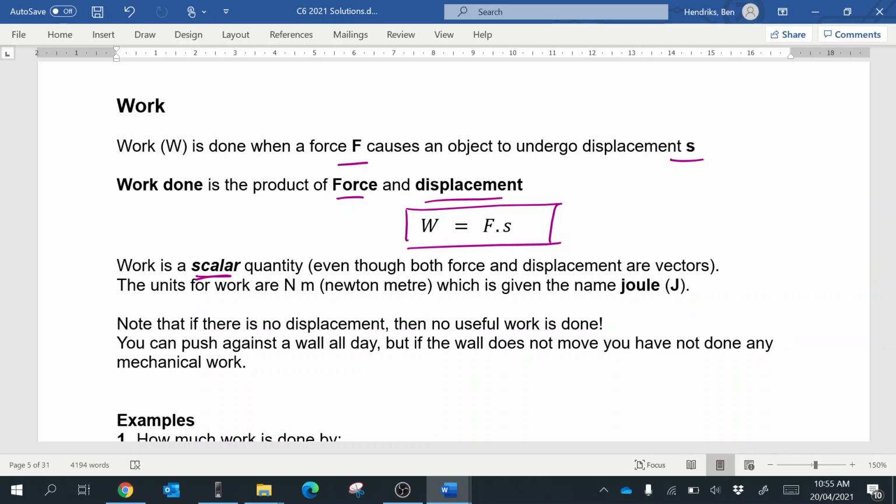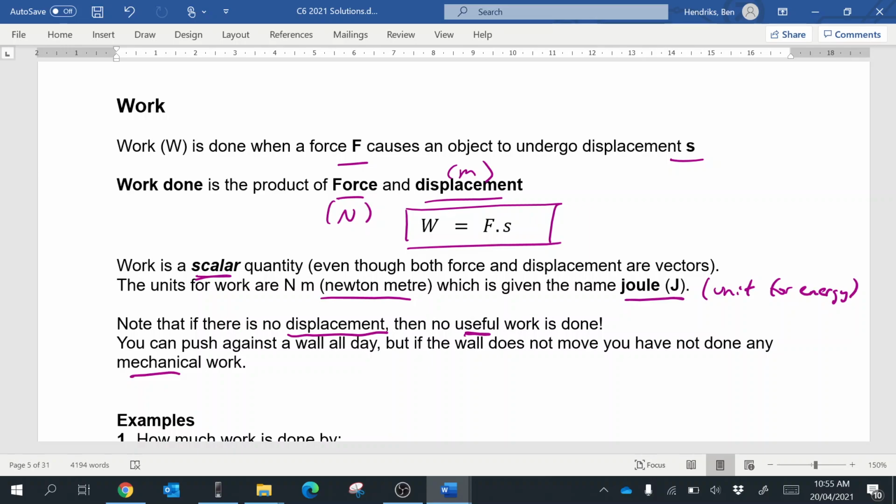The units for work are Newton meters, which you can kind of work out if you think about force has units of newtons, and then displacement has units of meters, newtons and meters. So the units for work are Newton meters, but they're also given the name joule. So you might have heard of joules before because it's also the unit for energy. And we'll talk about the relationship between energy and work later on in the course, very shortly in the next lecture in fact.